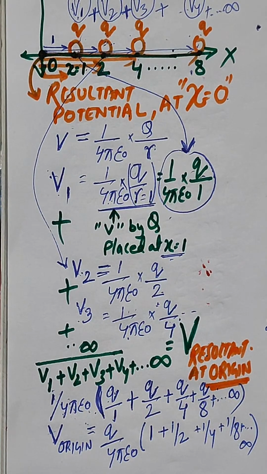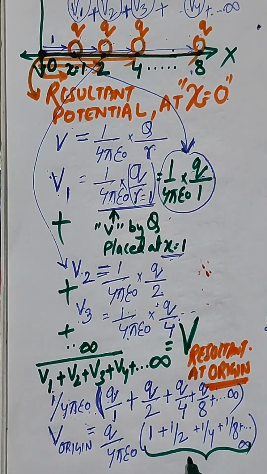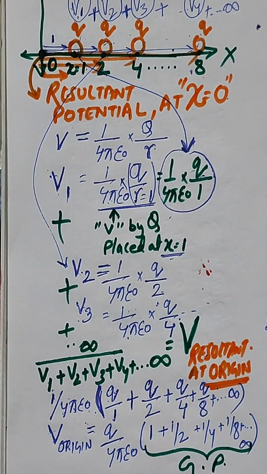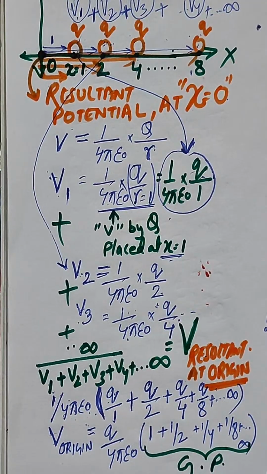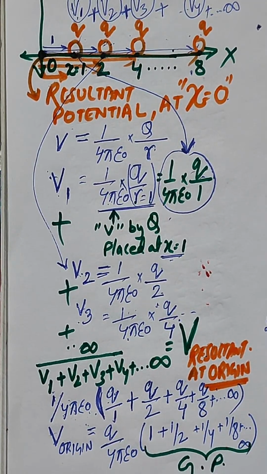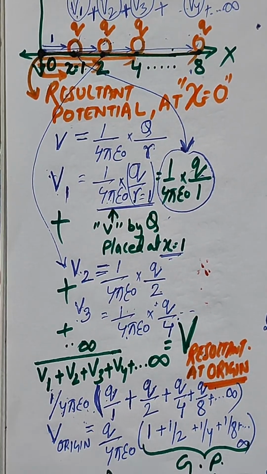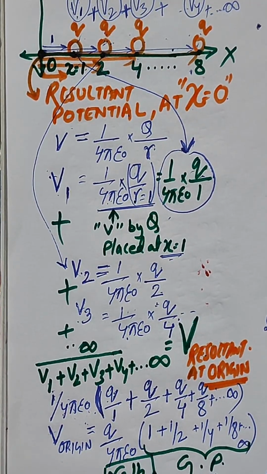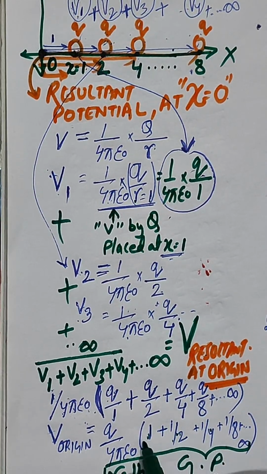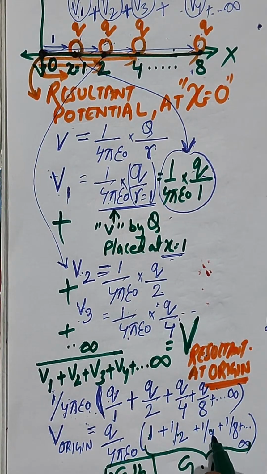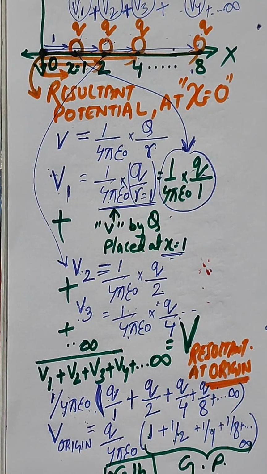So here you can see all this is a geometric progression, a GP with common ratio R less than 1, where the value of R, the common ratio here, is 1 by 2. You can see, B by A, C by B, D by C, all are giving the same common ratio. Infinite geometric progression, right?